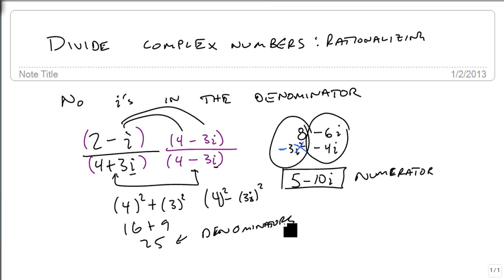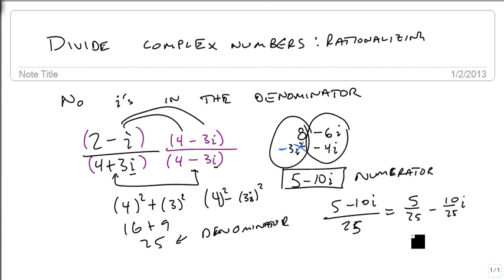We then write this out as 5 minus 10i over 25, and this is what I was referring to earlier. We don't like this as an answer, so we're really going to write it as 5 over 25 minus 10 over 25i. Notice the i is on the side. We then reduce our fractions separately. It becomes 1/5 minus 2/5 i, and we get our answer.